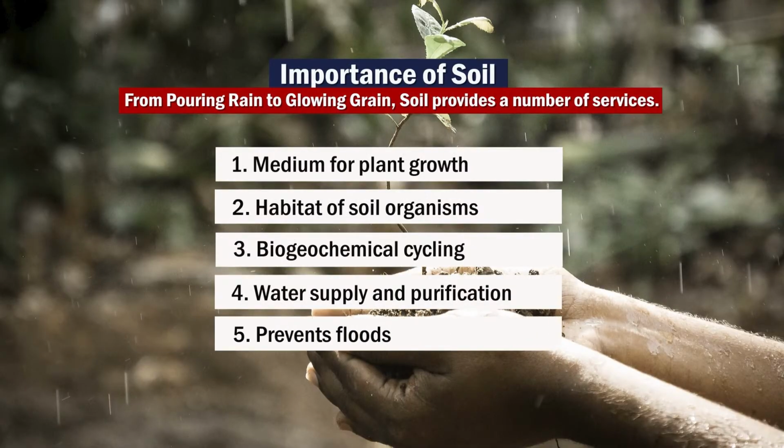And you must also know, learners, that soil contains more carbon, much more than the terrestrial plants. So it also helps in the carbon sequestration. It helps in the water supply, purification, and it also helps to prevent floods because it acts as a sponge. It takes the water with it, and therefore it prevents the occurrence of the floods at the various regions.